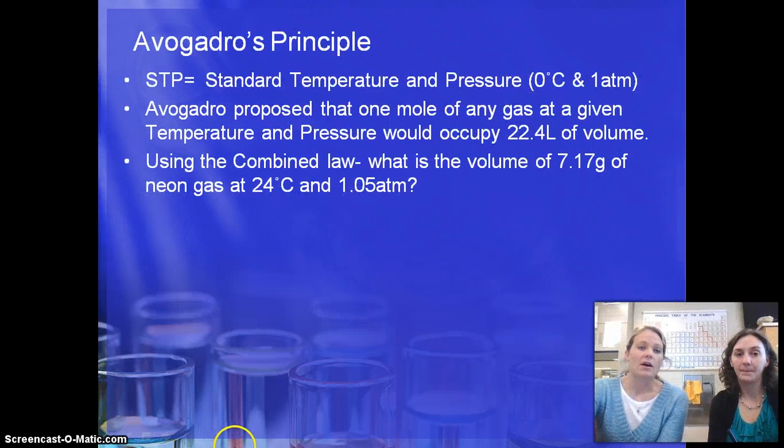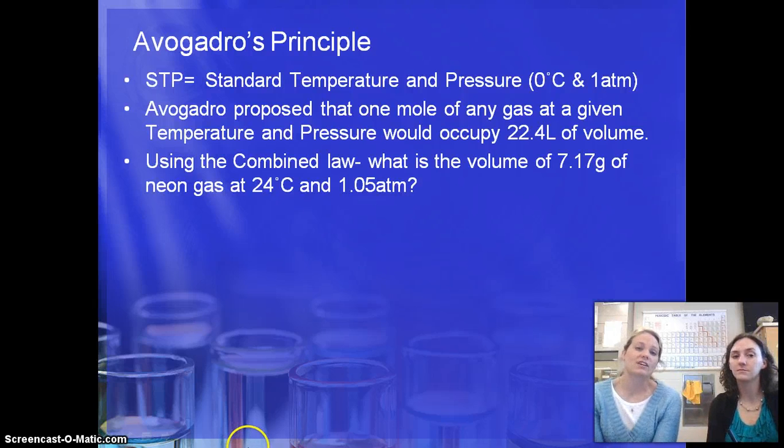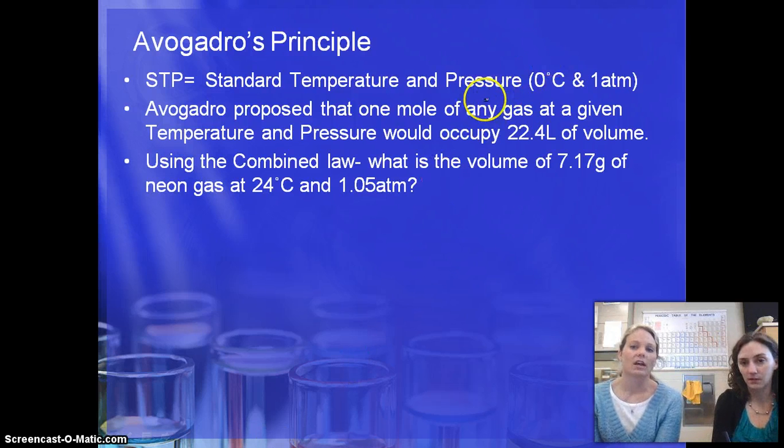Section 2 we're going to move into as well. Avogadro's principle is stating that at standard temperature and pressure, which is STP, you're going to see this in quite a few problems, you can automatically use standard temperature, which is 0 degrees Celsius or 273 Kelvin, and pressure of 1 atm. So those are going to be your two values that you're going to use in the combined law to solve for the problem.